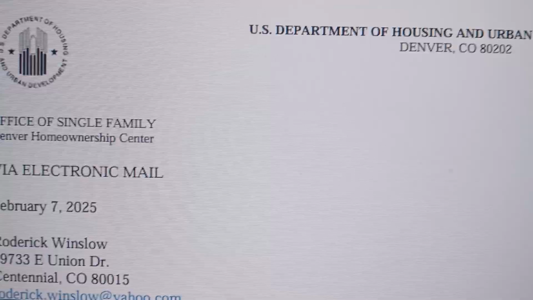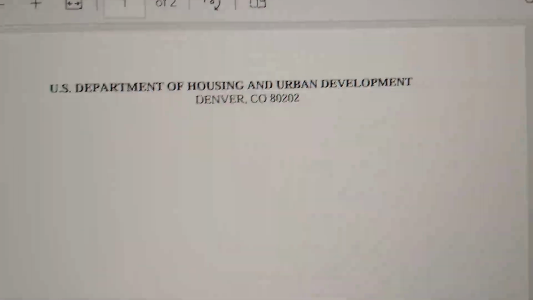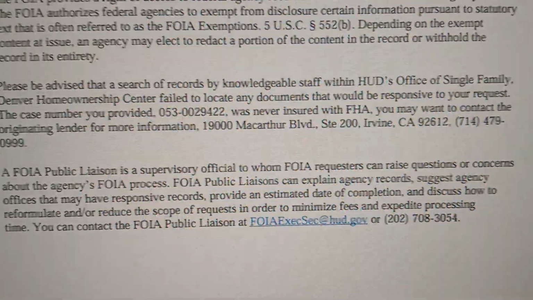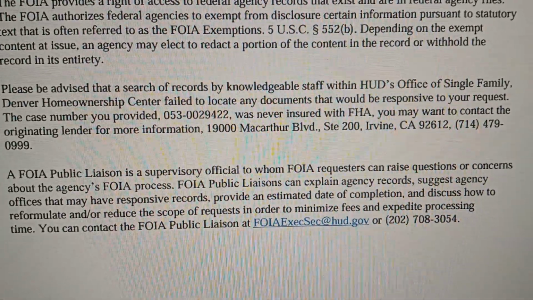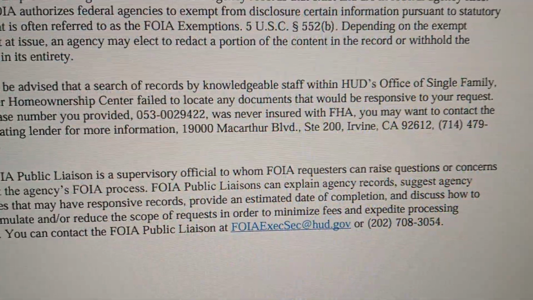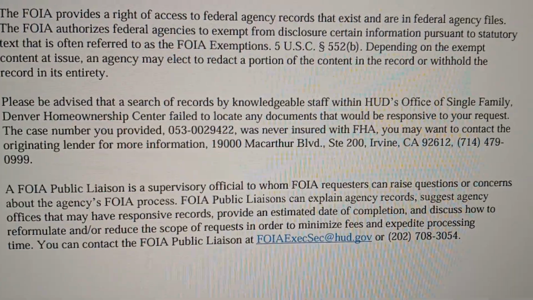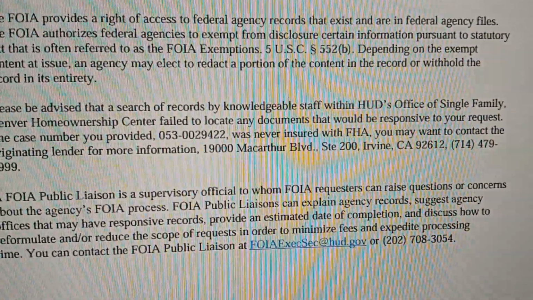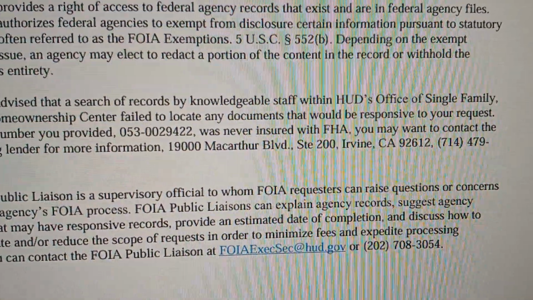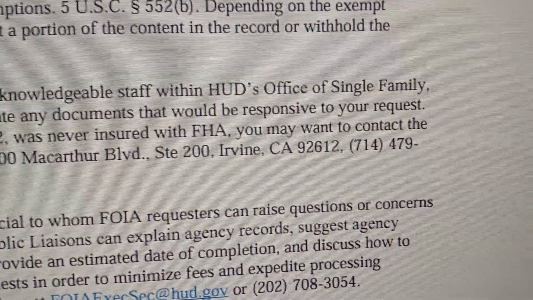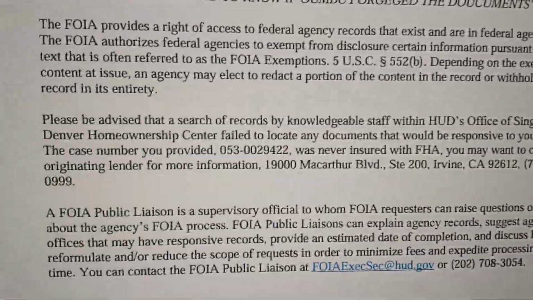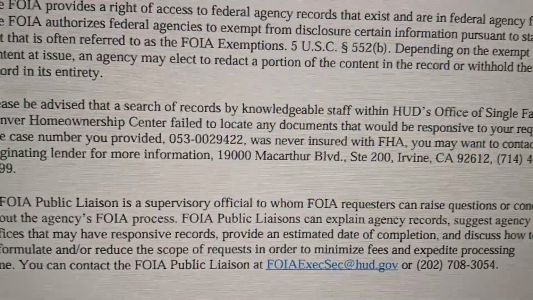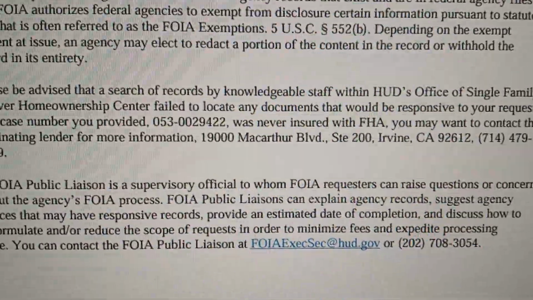Okay, so the HUD people are basically saying right here in this paragraph, please be advised that a search of records by knowledgeable staff within HUD's office of a single-family Denver homeownership center failed to locate any documents that would be responsive to your request. The case number you provided was never issued with FHA, and you may want to contact the originating lender for more information.